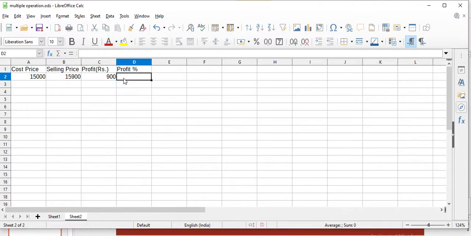And if I want to find the percentage for my profit, the formula is profit divided by cost price, A2, and multiplied by 100. This is the profit percentage for my product.